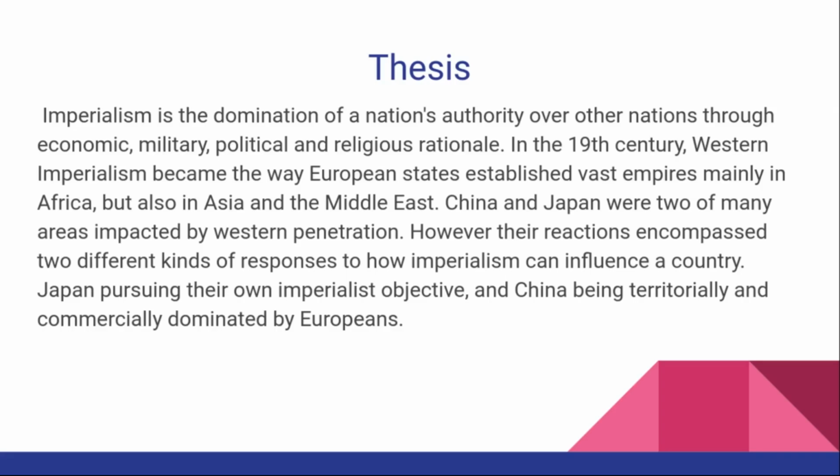Imperialism is the domination of a nation's authority over other nations through economic, military, political, and religious rationale. In the 19th century, Western imperialism became the way European states established vast empires, mainly in Africa, but also in Asia and the Middle East. China and Japan were two of many areas impacted by this, which is Western penetration. However, their reactions encompass two different kinds of responses to how imperialism can influence a country: Japan pursuing their own imperialist objective, and China being territorially and commercially dominated by Europeans.